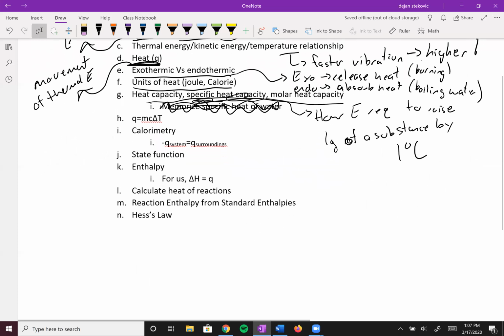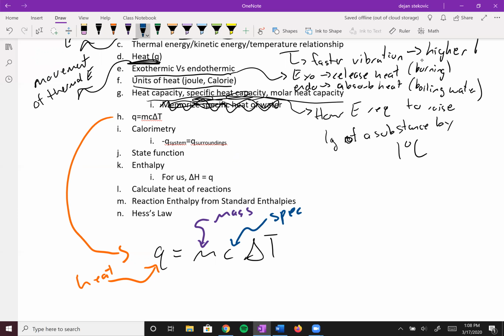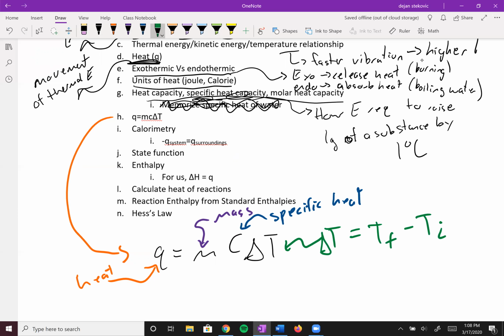So most of these problems are Q equals mC delta T type of problems. Q equals mC delta T. Q is obviously heat. m is obviously mass. C here is specific heat, which should actually be a capital C. And then delta T is the change in temperature, so it's the final temperature minus the initial temperature. So that's one of the things about the problems.